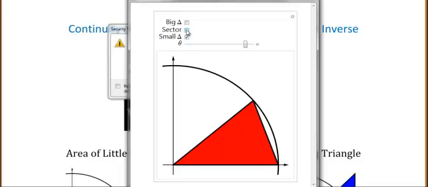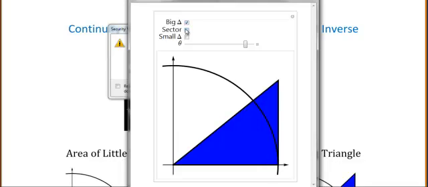Next, let's look at the sector. We've seen already that the area of the sector is 1/2 theta. And then finally, I'll look at this big triangle that's outside, and we'll see the area of that. This leg is 1. We'll find out that this leg here is tangent of theta, and so then the area is 1/2 tangent of theta. We'll see that in just a few minutes.